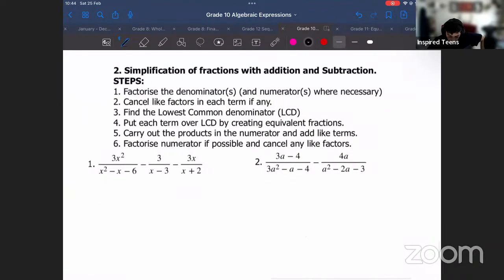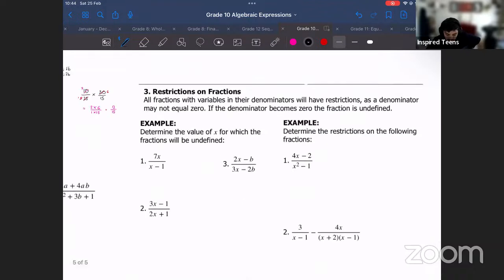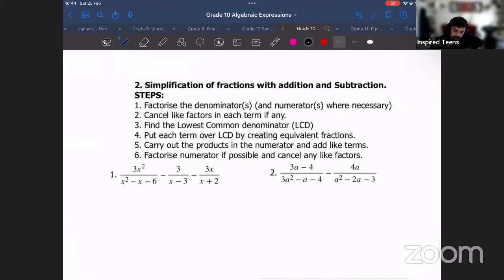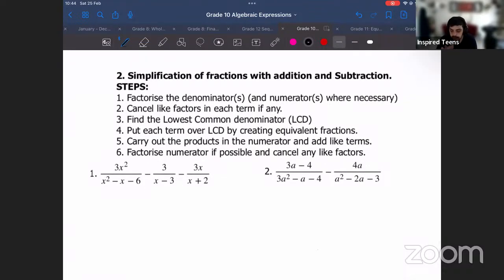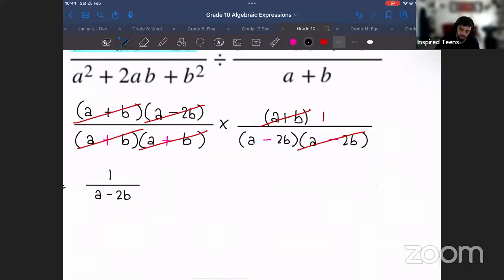Okay, let's talk about simplifications with addition and subtractions, and then some restrictions on fractions. Simplification of fractions with addition and subtraction. Do you have to put the 1? Yes, you have to put the 1. If you do not put the 1, what are you going to have? Are you going to have 0? You have to put the 1 because even though you're left with seemingly nothing, you need to remember, right?